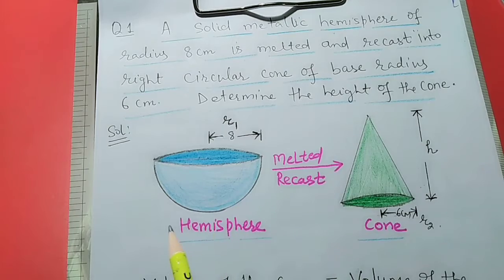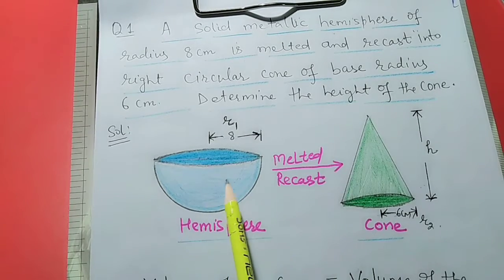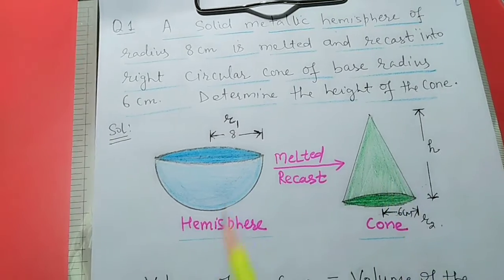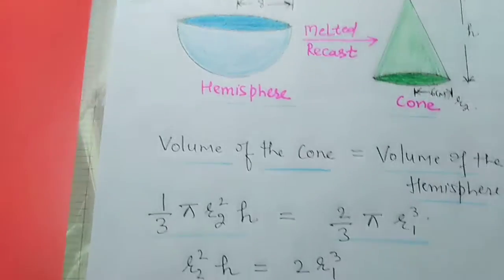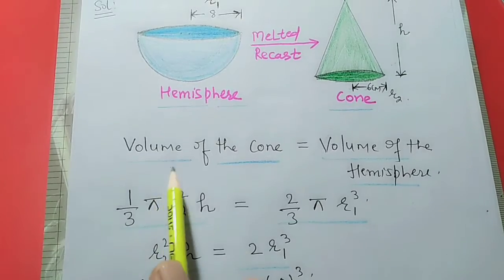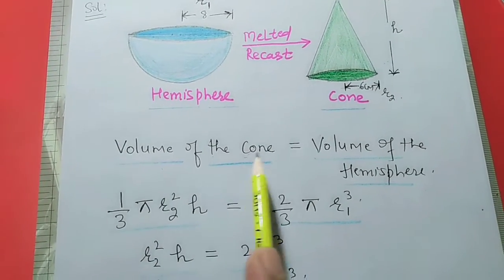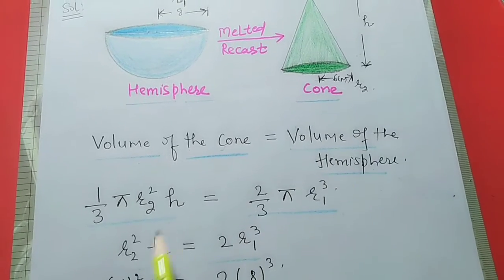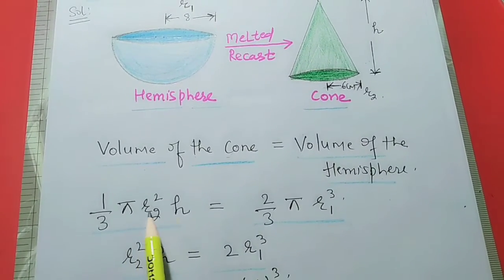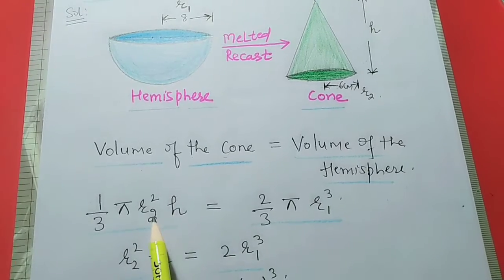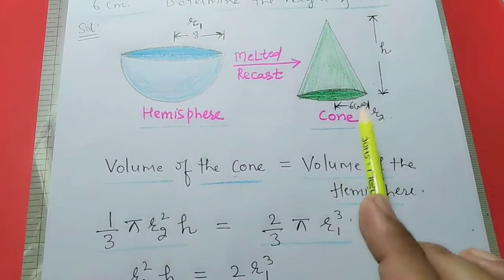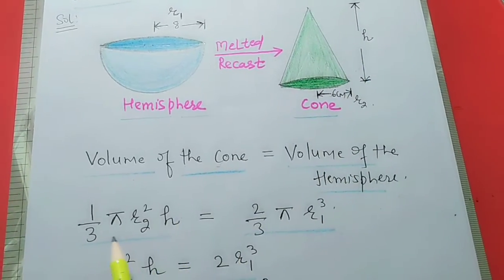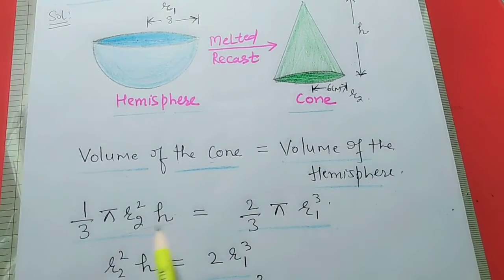So what concept will we use? The volume of this hemisphere will equal the volume of this cone. So this is what we are going to do. That is, the volume of the cone will be equal to the volume of the hemisphere. So what is the formula for the cone? 1 by 3 pi r square h. Because I have taken r2 as the radius of the cone, I have put r2, and h is the height of the cone. So this is the volume of the cone.